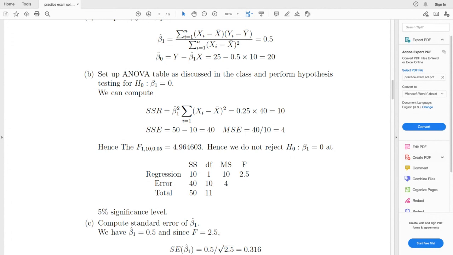So this p-value, as you know from elementary statistics, is the probability that we would get a value as extreme or more extreme than what we have observed. What we have observed is 2.5. So we would like to calculate the probability that the F distribution with degrees of freedom 1 and 10 is greater than 2.5. That's why we use the PF, which gives the cumulative probability.